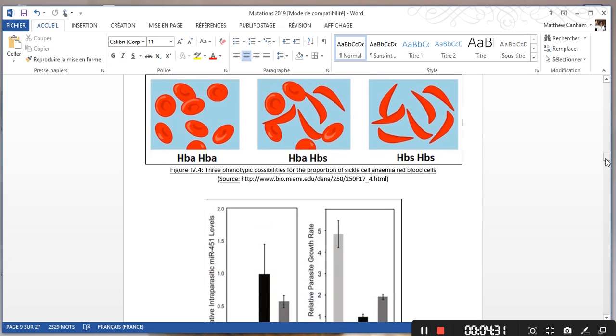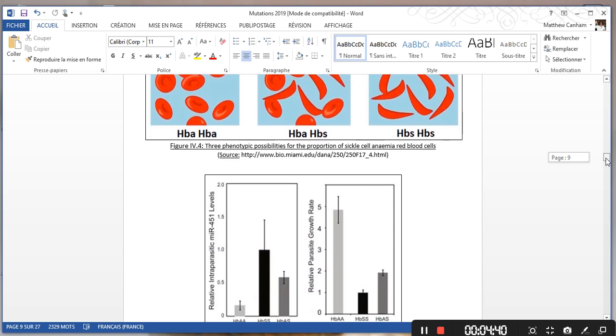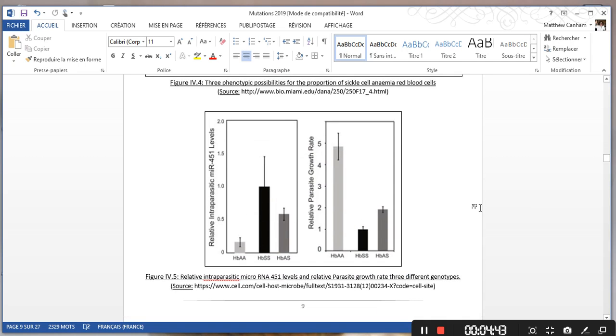Three possible genotypes: HBA HBA, HBA HBS, two HBSs. So what we can have a look at is this research here. So researchers have compared the relative intraparasitic microRNA 451 levels. So what does that mean? Human cells can produce this microRNA. So these human cells can produce microRNA 451.